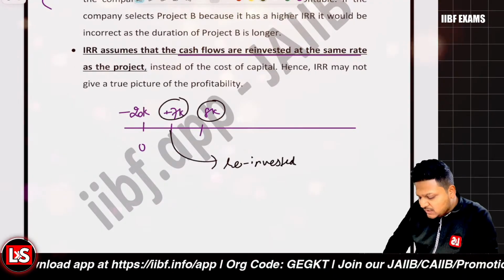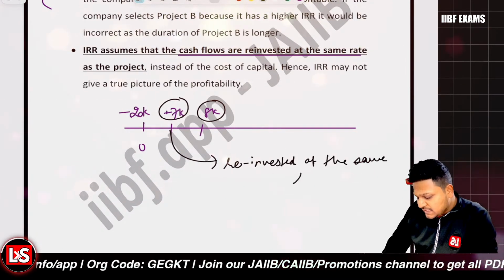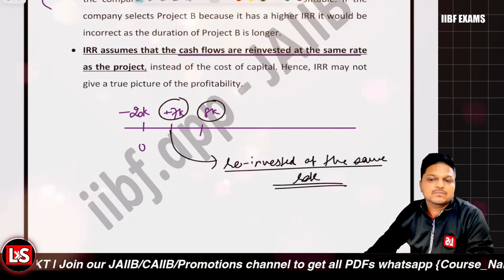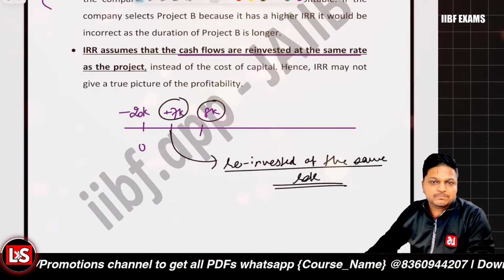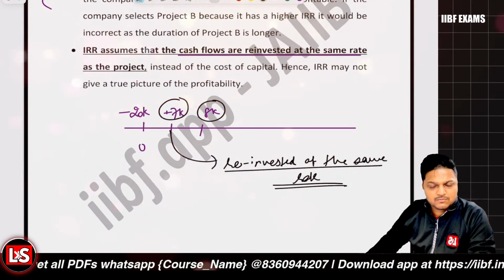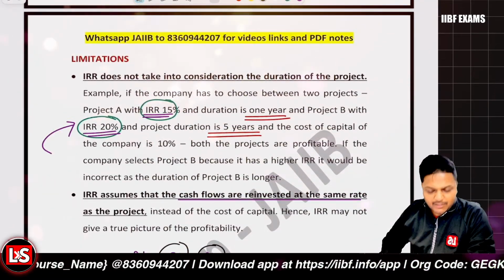That those are reinvested at the same rate. But is that true? No, that's not true. That cannot be possible. So it does not depict the true picture. It does not give the true picture related to it. Okay. So these are the limitations related to the internal rate of return.